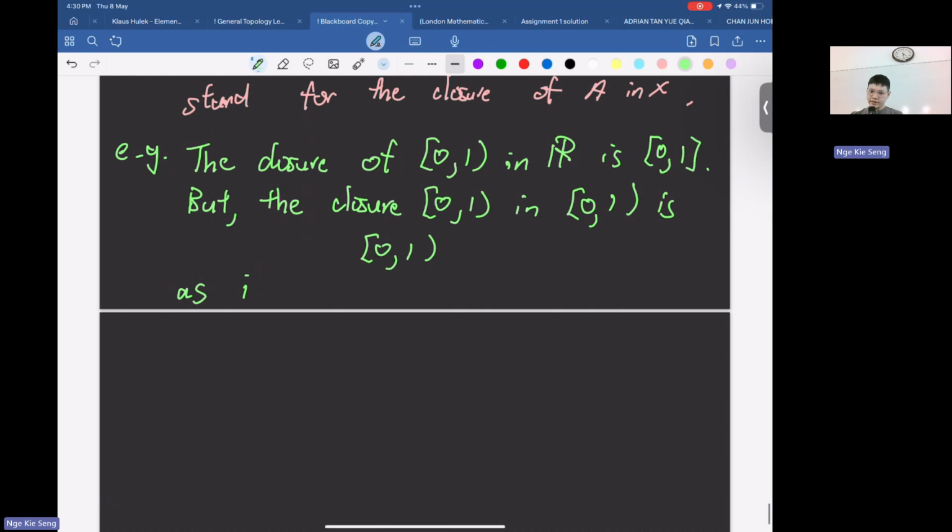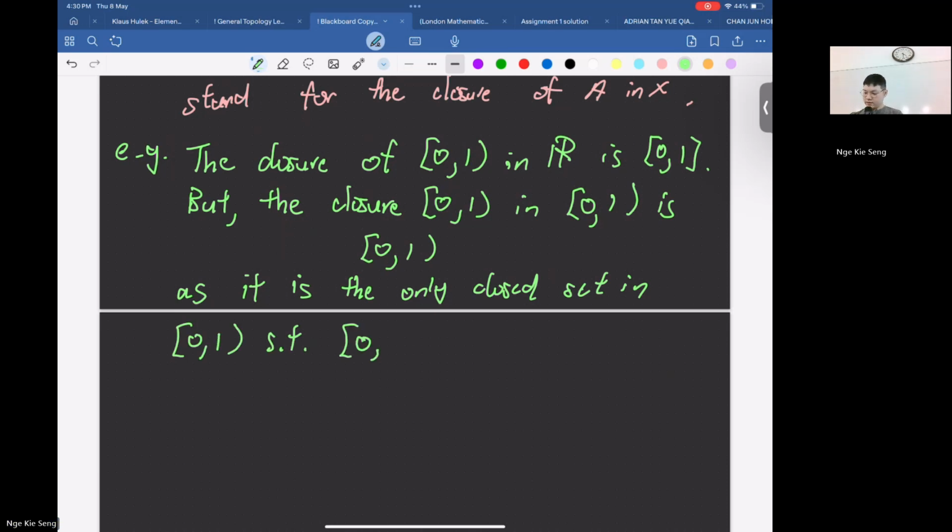We could argue that it is the only closed set in this subspace such that the half open interval minus itself is empty, which we can write as an intersection with an open set in X. So we claim that this complement is open.